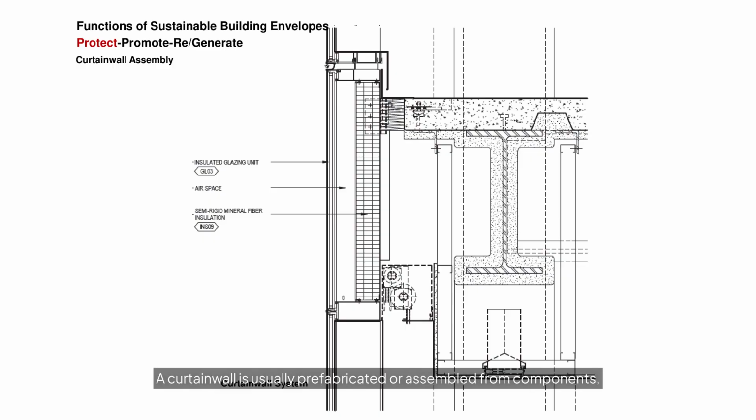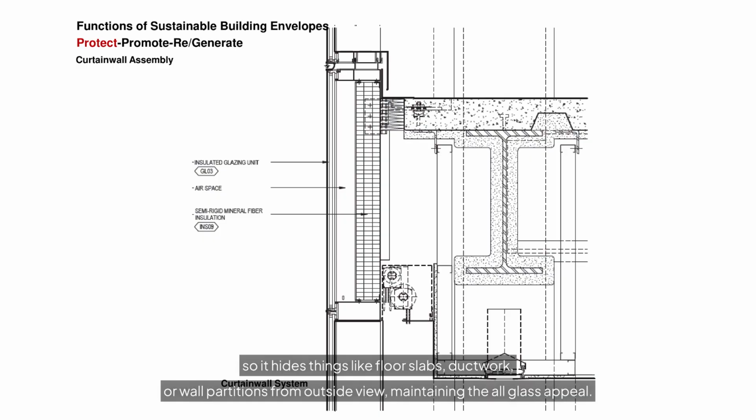A curtain wall is usually prefabricated or assembled from components, and it forms a continuous external skin across the building's facade. Curtain walls incorporate both transparent vision glass for windows and spandrel sections, which cover areas of floors and structural elements. This slide shows the spandrel zone. The spandrel box is usually opaque with a backpan and insulation, so it hides things like floor slabs, ductwork, or wall partitions from outside view, maintaining the all-glass appeal.